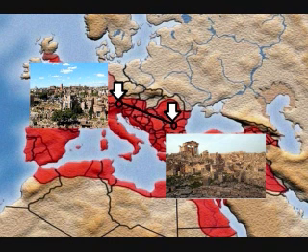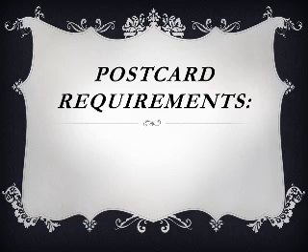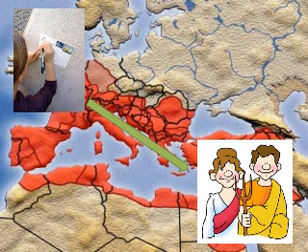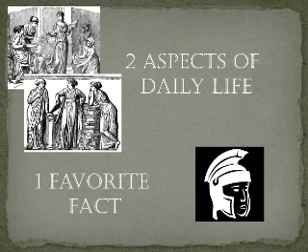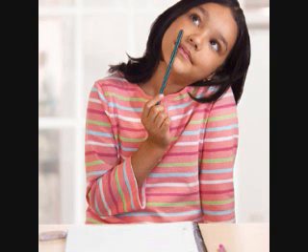The children will begin to create and write a postcard as an ancient Roman to an ancient Roman relative in another city. The children will use practice writing sheets for the first draft of their postcard. The children must write the postcard in ancient Roman shoes to another ancient Roman related to their character. 1 artifact and 2 cities must be included, 1 for their city and 1 for their relative's city. 2 aspects of daily life and 1 favorite fact that they learned from the book must also be included.